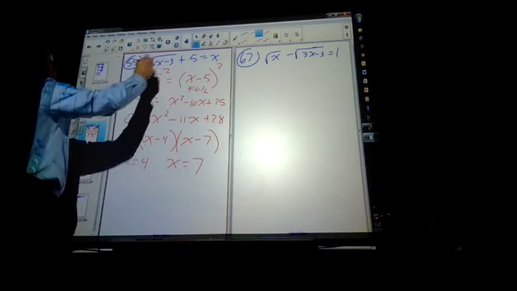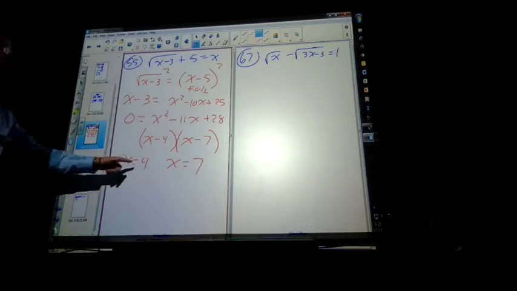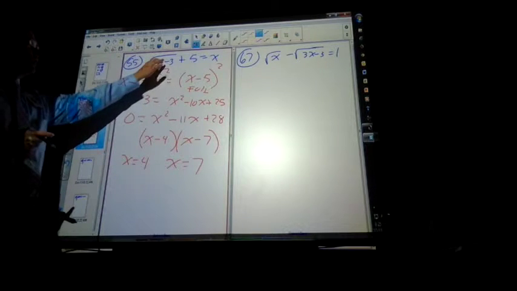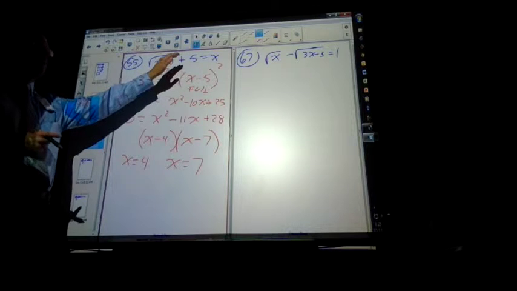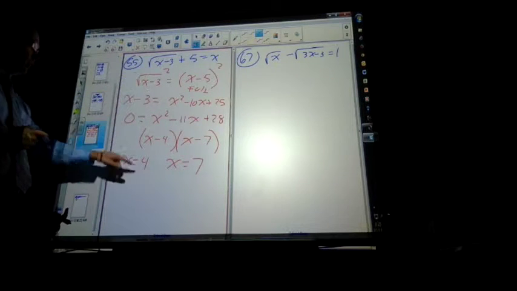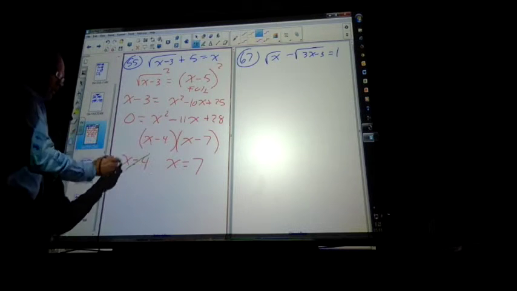Okay. So 4. If I plug 4 in, 4 minus 3 is 1. Square root of 1 is 1. 1 plus 5 is 6. Is 6 equal to 4? Wait, did I do that right? Plug 4 in. 4 minus 3 makes that 1. Square root of 1 is 1. 1 plus 5 is 6. And I was plugging 4 in. It's not going to work.